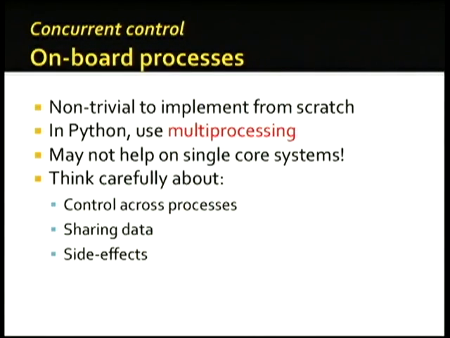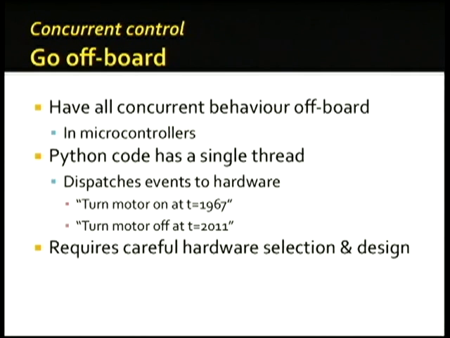Onboard processors, I'm going to flick over. If you're going to do that, just think really carefully about how you manage the communication and sharing between your different processors. The multiprocessing module, from what I've used so far, seems to be a really elegant way of working with it. And as I said, go off board. For example, just have a single thread in your Python application that dispatches events out down to hardware. It's the simplest way to go if you've got control over your hardware.